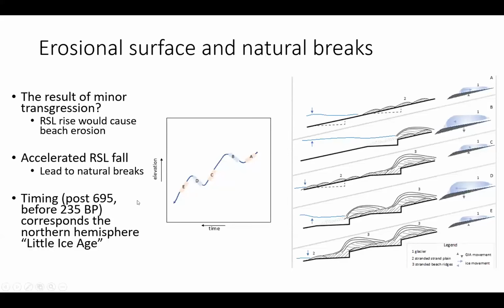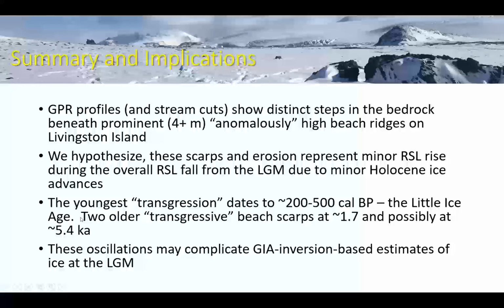The most recent of these beach ridges dates to the Little Ice Age. So in summary, GPR profiles and stream cuts show distinct steps in the bedrock beneath prominent anomalously high beach ridges. We hypothesize that these scarps and erosion represent minor RSL rise. The youngest of these dates to the Little Ice Age. There were two others at 1.8 and possibly 5.4 thousand years ago.